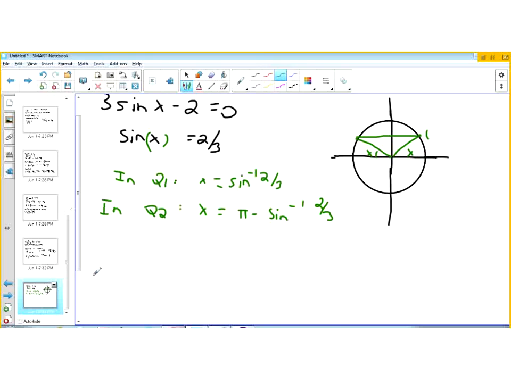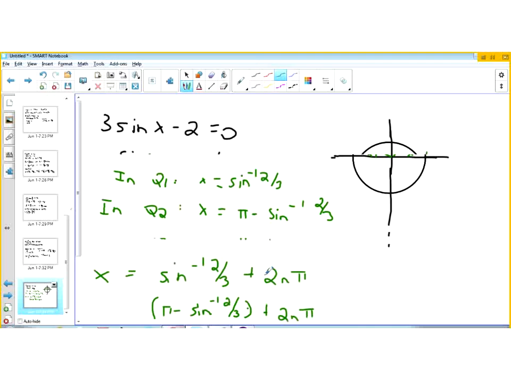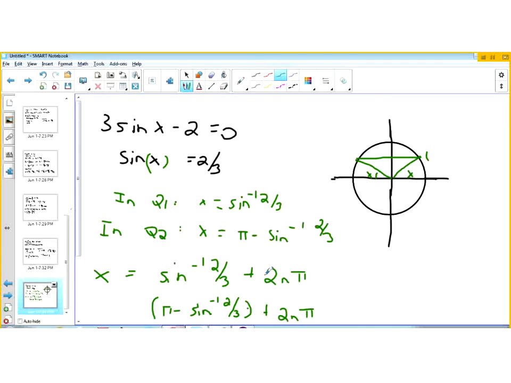Okay, so now by periodicity, x must equal sine inverse of 2/3 plus 2n pi, or x must equal pi minus sine inverse of 2/3 plus 2n pi. Okay, so those are the solutions, infinite solutions.